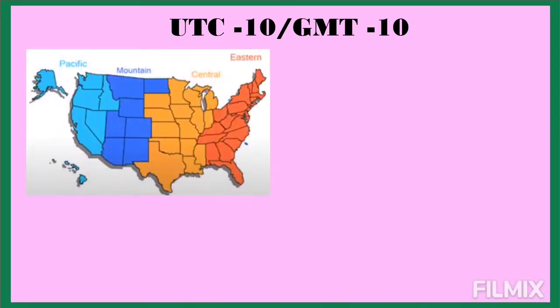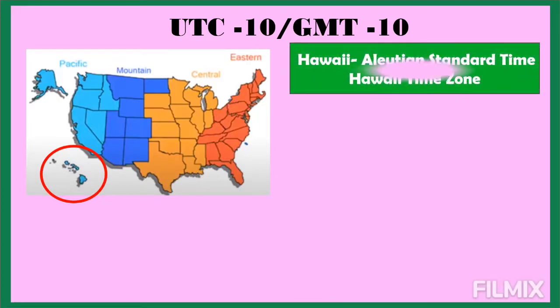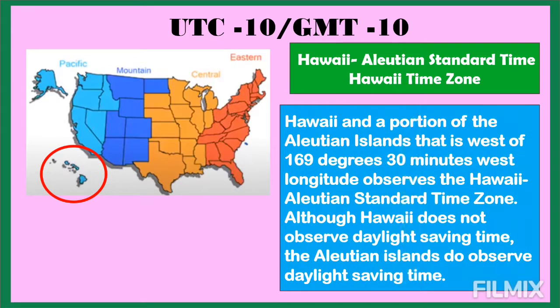Okay guys, we are now in UTC negative 10, or 10 hours behind Coordinated Universal Time. This is the map of the USA and that portion is the Hawaii-Aleutian. They're using the Hawaii-Aleutian Standard Time, unofficially known as the Hawaii Time Zone. It includes Hawaii, and a portion of the Aleutian Islands that is west of 169 degrees 30 minutes west longitude observes the Hawaii-Aleutian Standard Time Zone. Although Hawaii does not observe daylight saving time, the Aleutian Islands do.